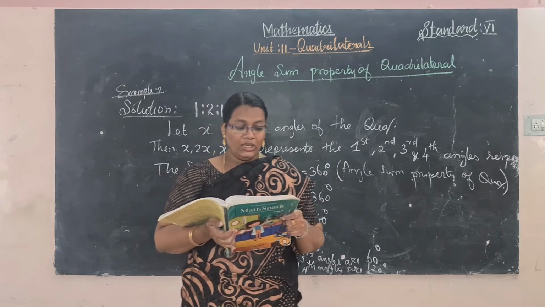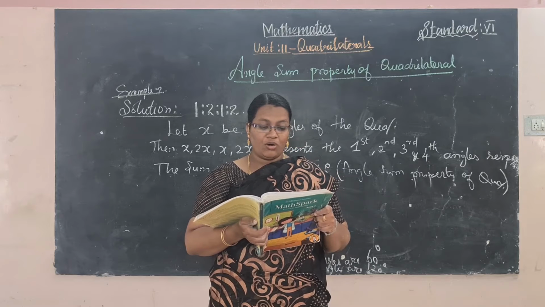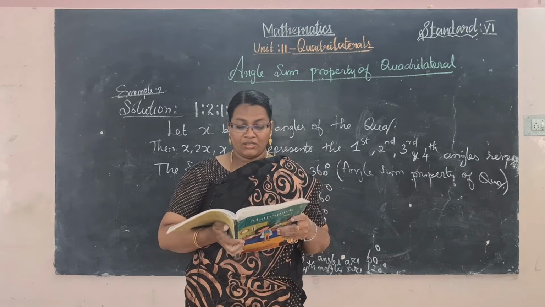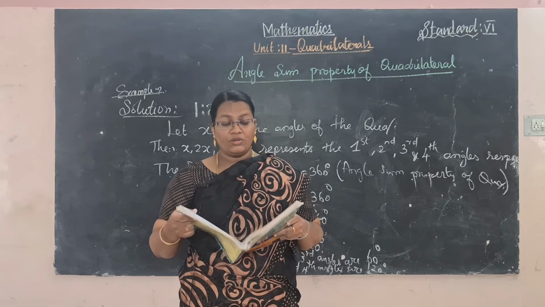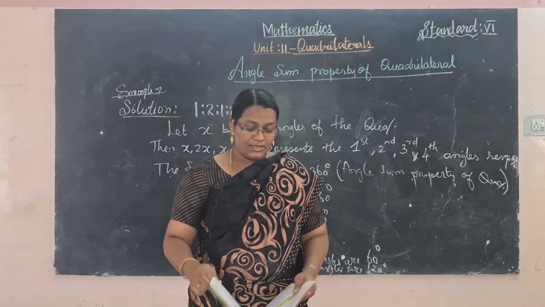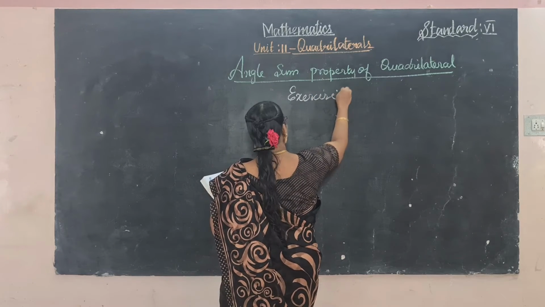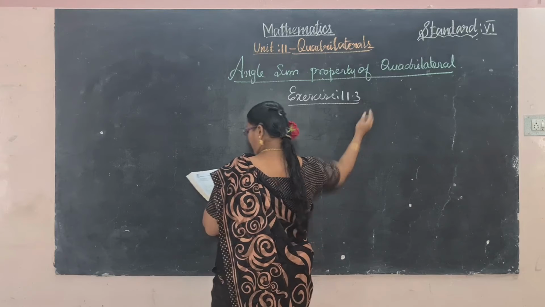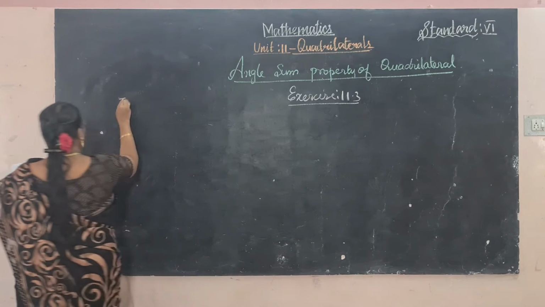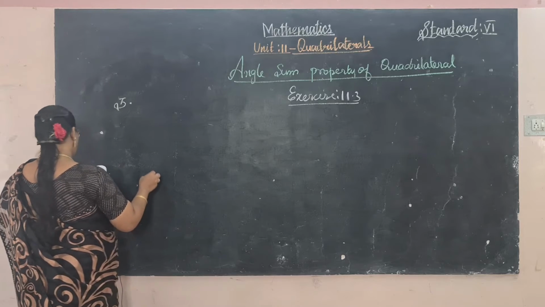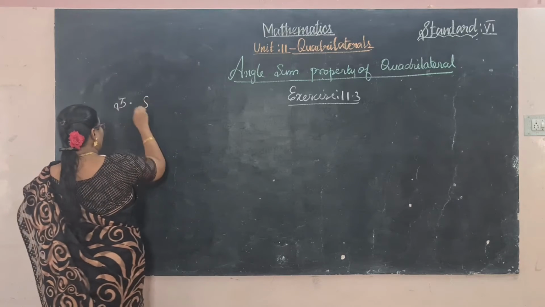Now move to the third one. In the adjacent figure, find the measure of the angle QRS. One figure is given, and we have to find the angle QRS. Exercise 11.3, third one.